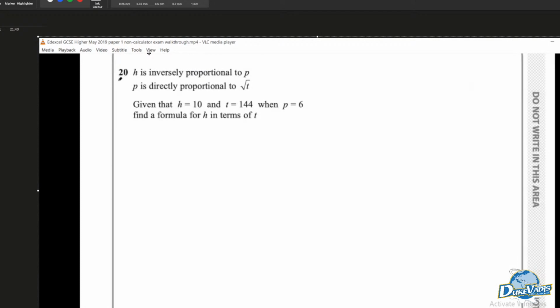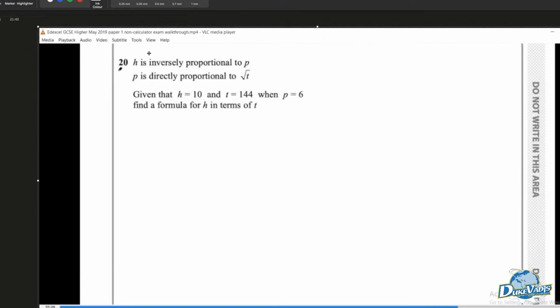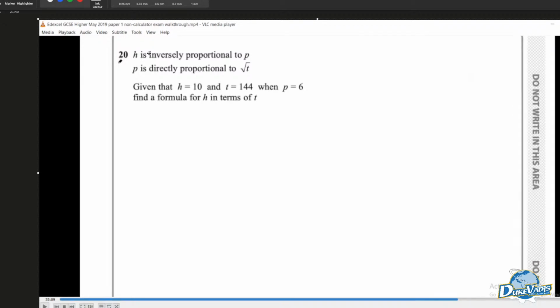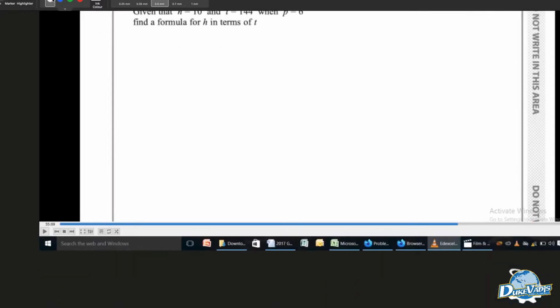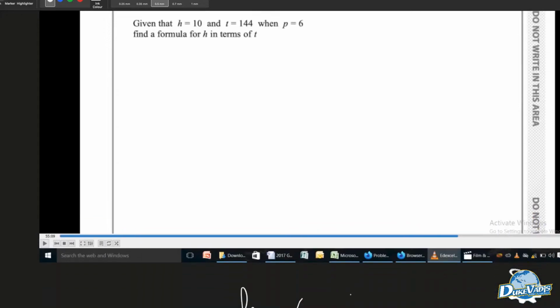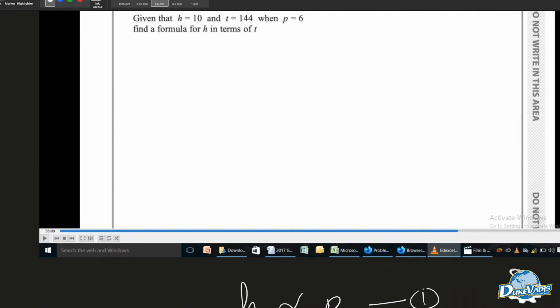They say h is inversely proportional to p, and p is directly proportional to t. Given that h is equal to 10 and t is 144, when p is equal to 6, find the formula for h in terms of t. This is straightforward. So we write our formula.